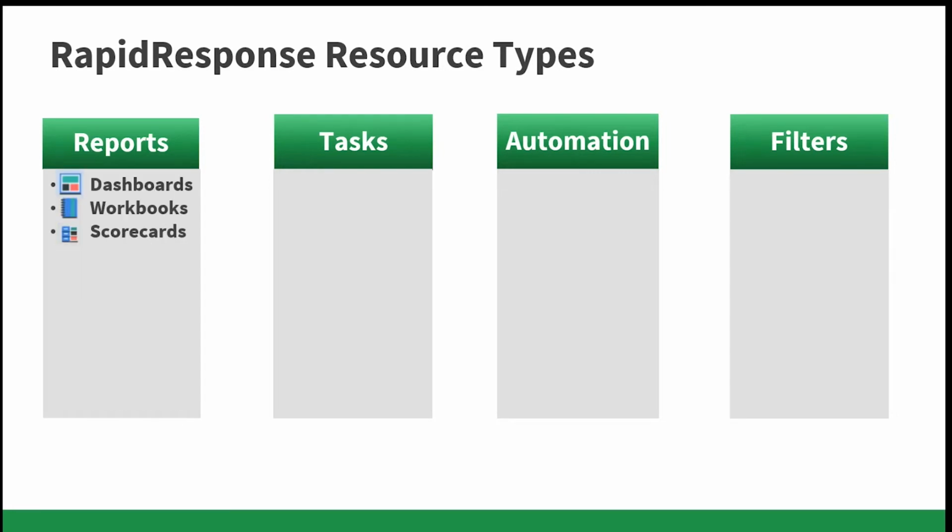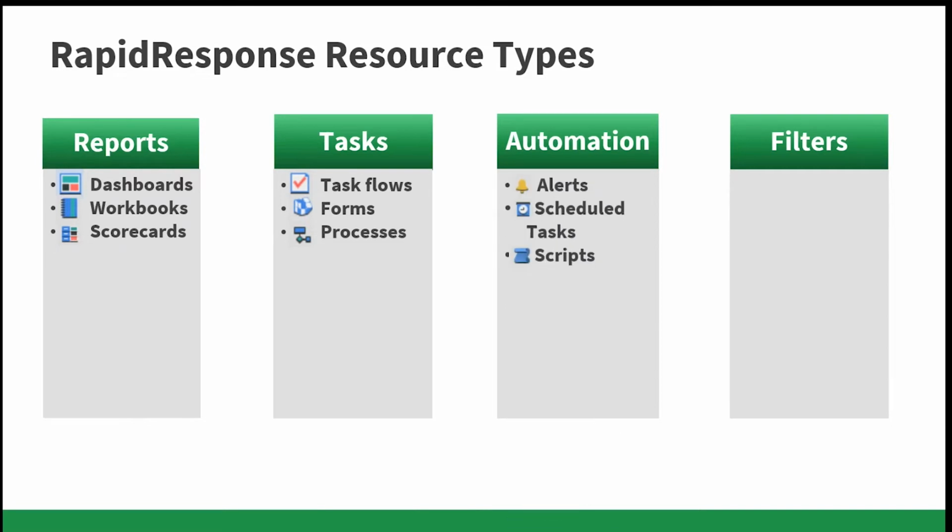There are 4 different types of resources in Rapid Response, including reports, such as dashboard, workbook, and scorecard; tasks, such as task flows, forms, and processes; automation, including alerts, scheduled tasks, and scripts; and eventually, filters, hierarchies, and site filters are called filters in general. Let's take a quick look at some of the resources on Rapid Response Java instance.